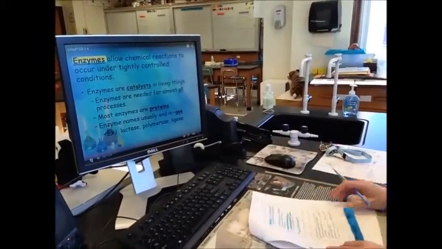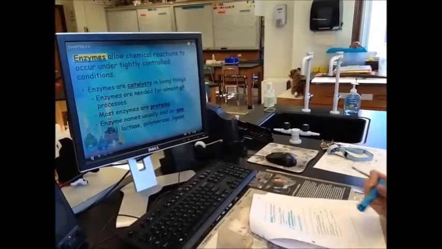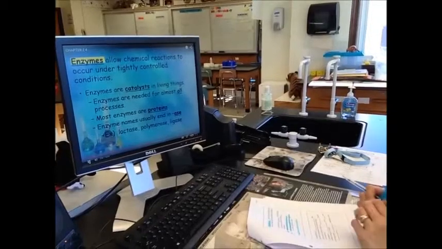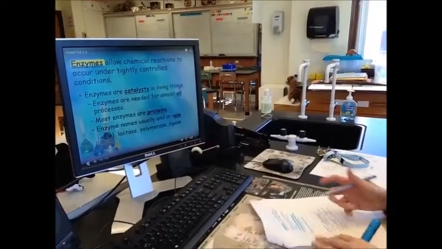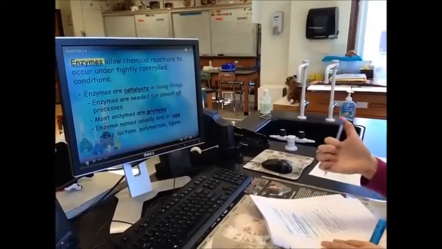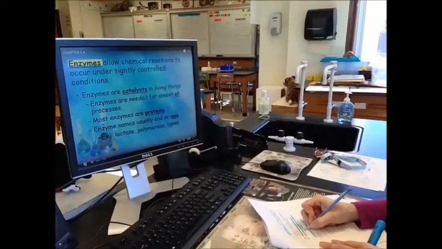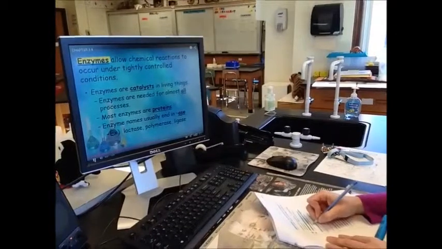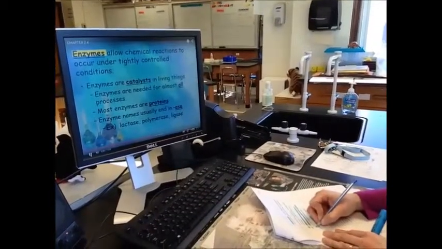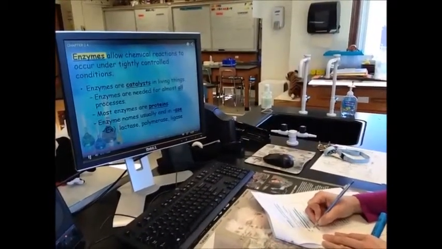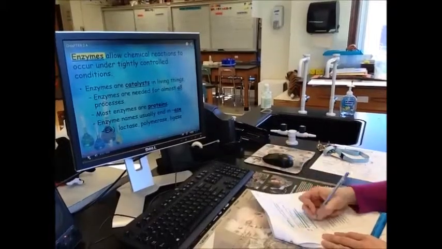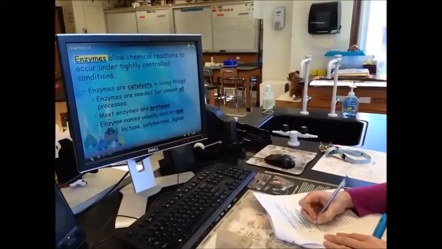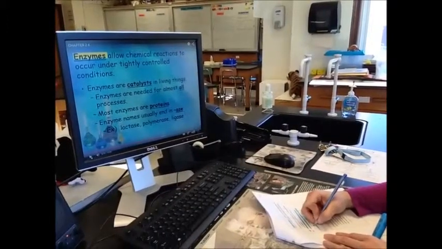Here are some example names: lactase, polymerase, ligase, and you're going to see these names again, but they all end with ASE, and they are types of enzymes, and usually they're named for what they do. Lactase actually breaks down the sugar lactose. Polymerase helps to build polymers. Okay, so I'm going to write that down in case I didn't know. So lactase breaks down lactose.